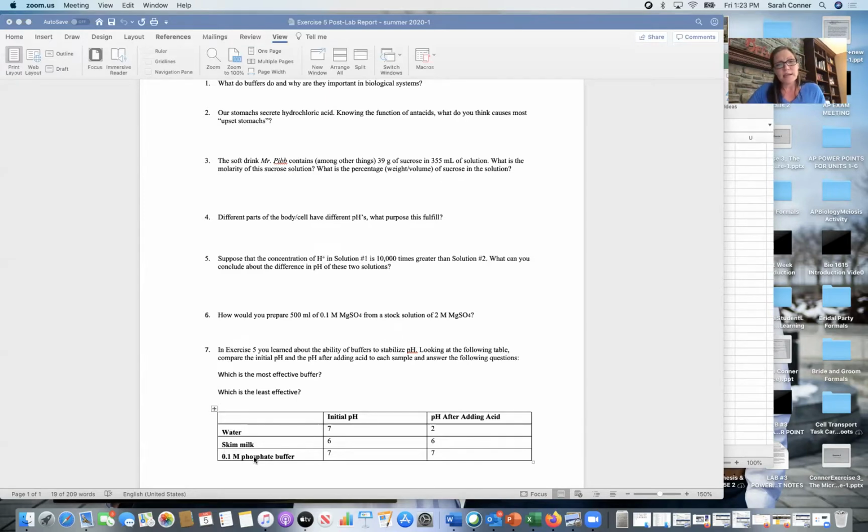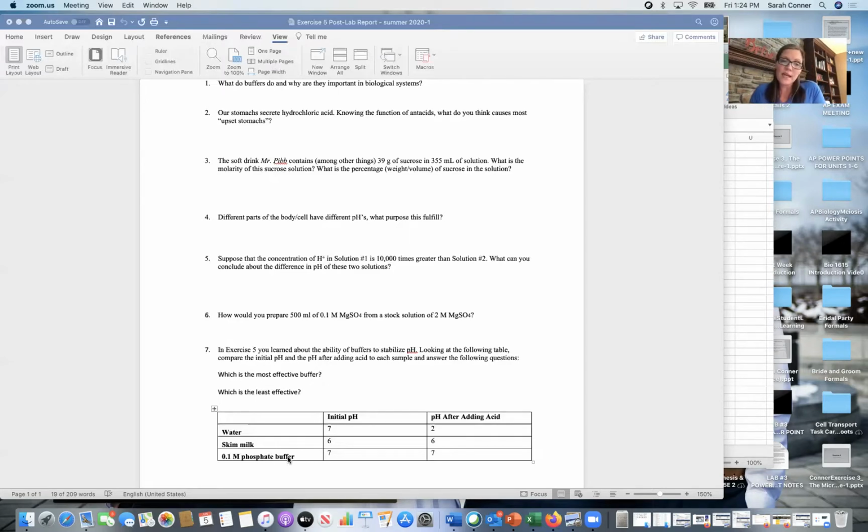Honestly, this kind of drives me a little crazy. These assignments are given to us by our lab directors. They have the buffer in there kind of as your positive control, right? So this is what it would look like if you actually had a buffer. So 7 to 7 doesn't change, doesn't move. It's a great buffer, but we expect it because it obviously has the word buffer in it. It's effective because it acts as a buffer.